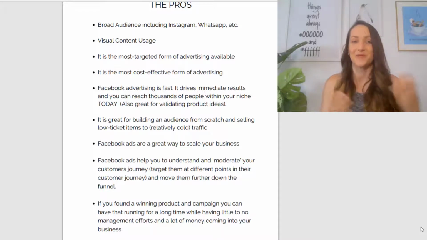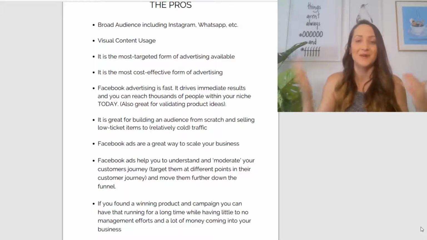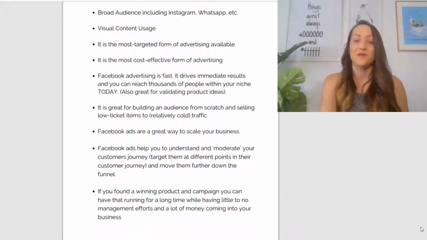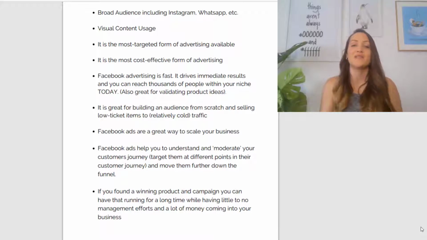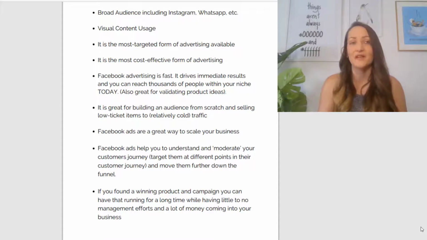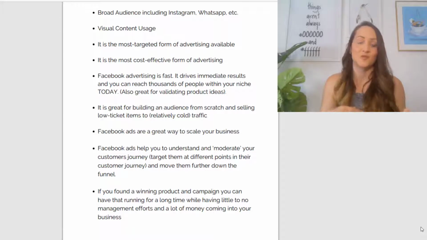We have one client that we took from 0 to more than 12 million euros in turnover. So that's pretty massive. Another thing is that what Facebook ads also do is they help you to moderate your customers' buying journey and move them further down your funnel. So what Facebook ads allow you to do is target people at different stages in their buying journey, and you can give them the bits of information and social proof and trust that they are missing to make a final purchase decision.